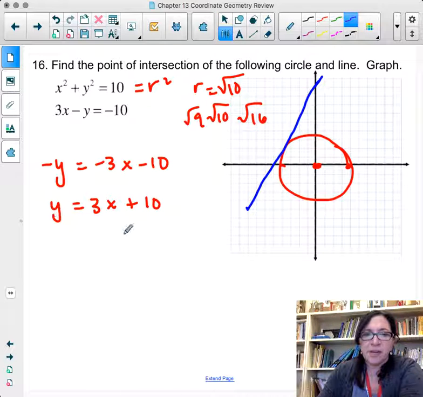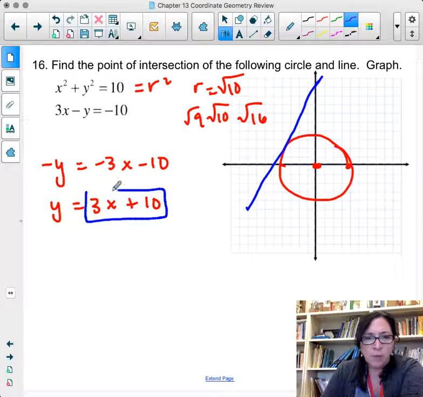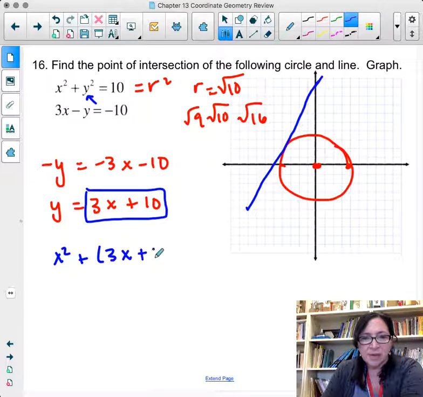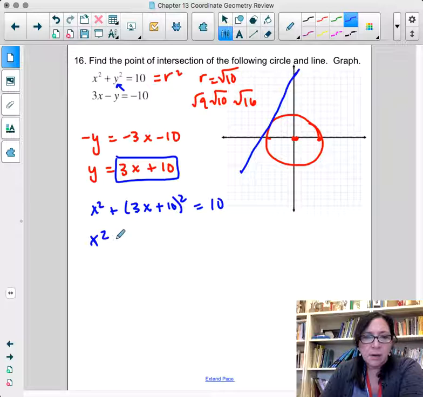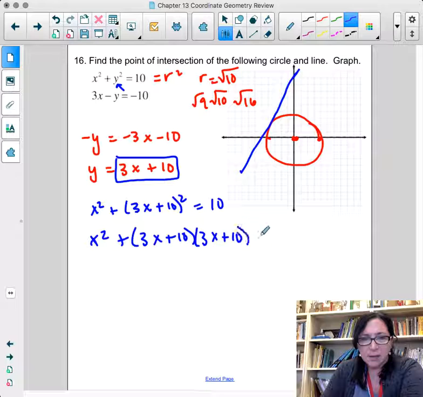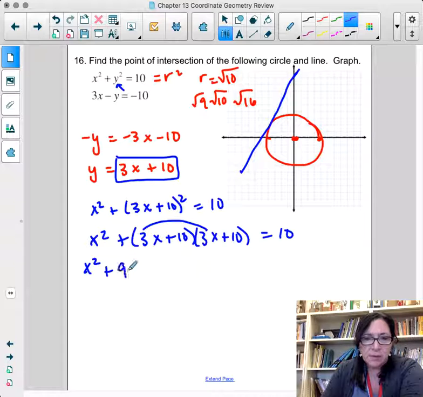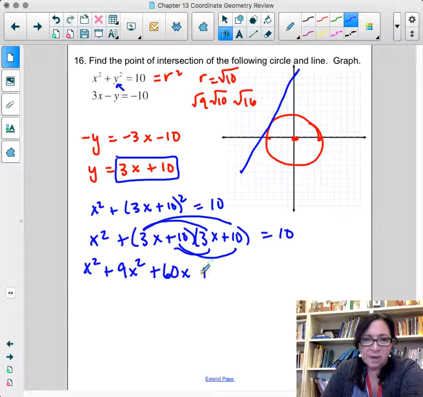So in order to figure out if it intersects or not, we're going to plug in this equation. See this y? This is what y equals, into this equation for y right there. So we get x squared plus y squared, which is (3x plus 10) quantity squared, equals 10. And so we're going to get x squared plus (3x plus 10) times (3x plus 10) equals 10. We have x squared plus, now we're going to FOIL. I've got 9x squared plus 30x, which makes plus 60x. 10 times 10 is plus 100.